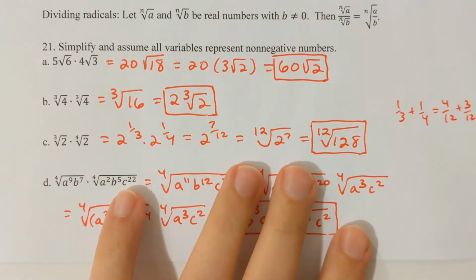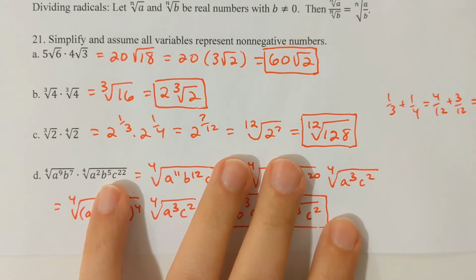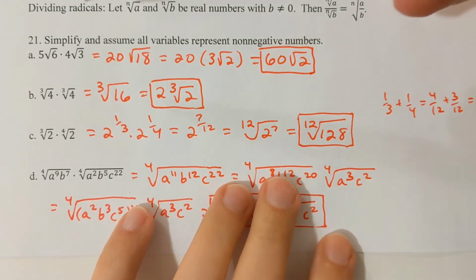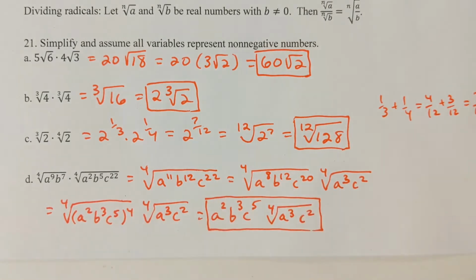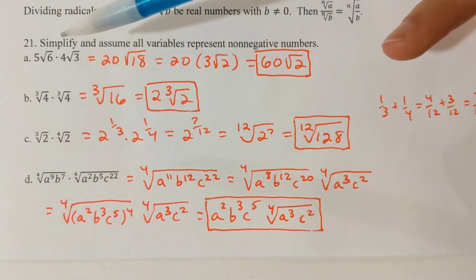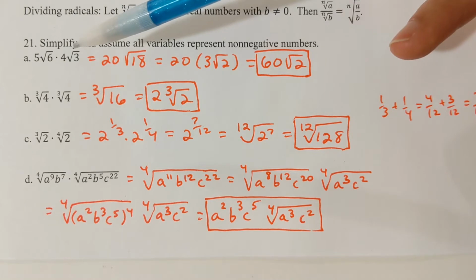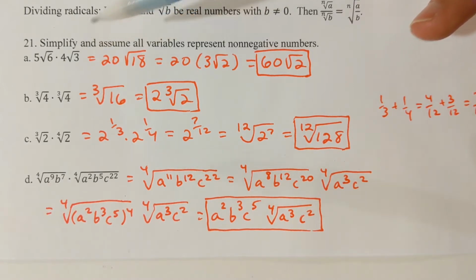So we're just going to continue doing that in this section, but there's going to be a lot of simplifying along with that. So we're going to simplify and assume that all the variables represent non-negative numbers in problem 21. Okay, part A, 5 times the square root of 6 times 4 times the square root of 3.